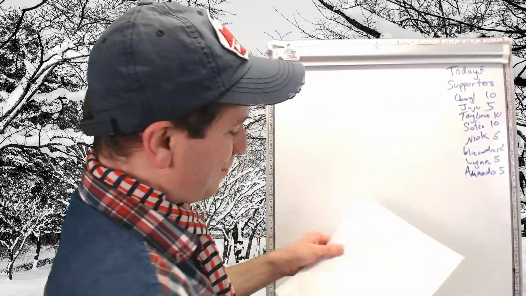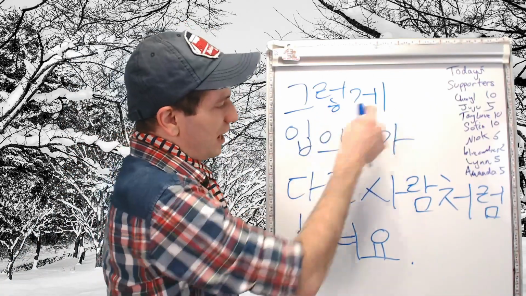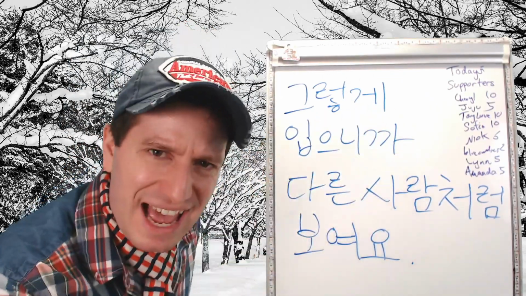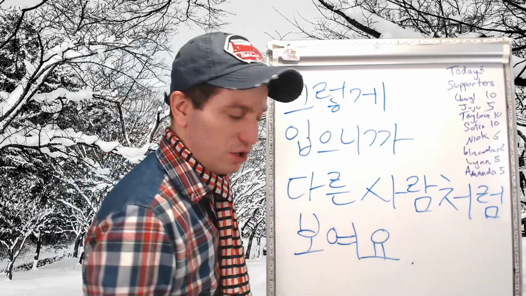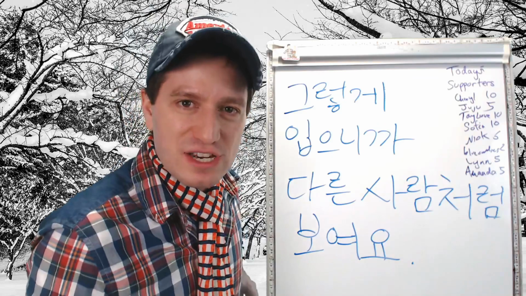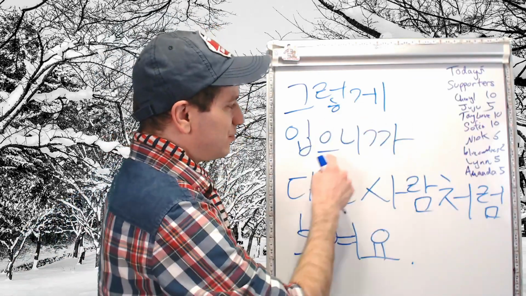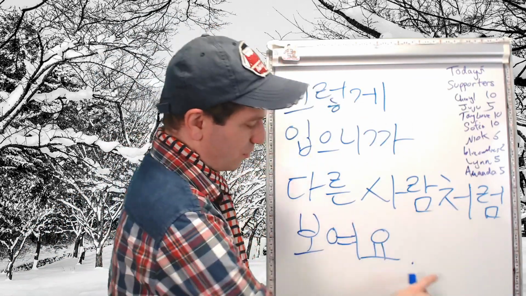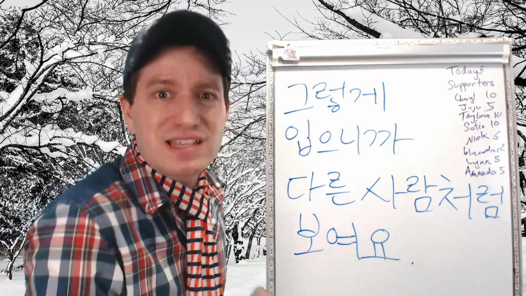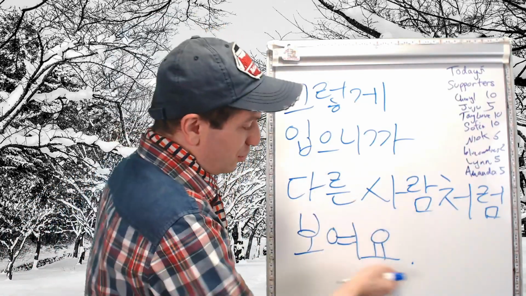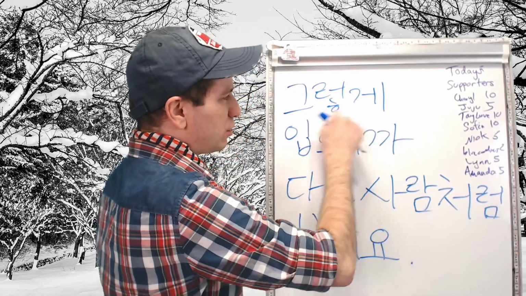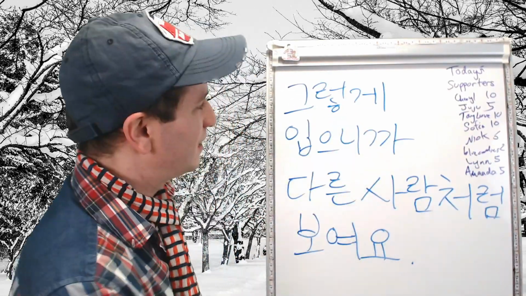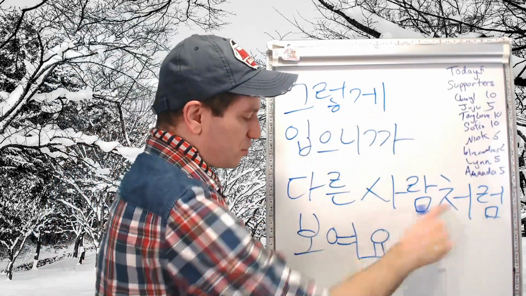And I do have one example sentence for this form. 그렇게 입으니까 dressed like that. Because you are dressed like that. 다른 사람처럼 보여요. You look like a different person dressed like that. 그렇게 입으니까 다른 사람처럼 보여요. So you look like a different person dressed like that. Literally, you look like a different person because you wore your clothes like that. Because you dressed like that. 그렇게 입으니까 다른 사람처럼 보여요.